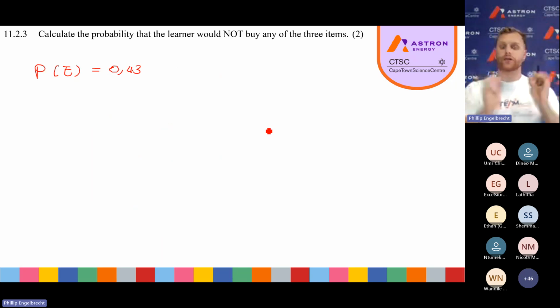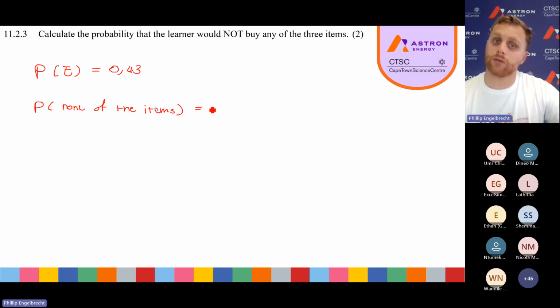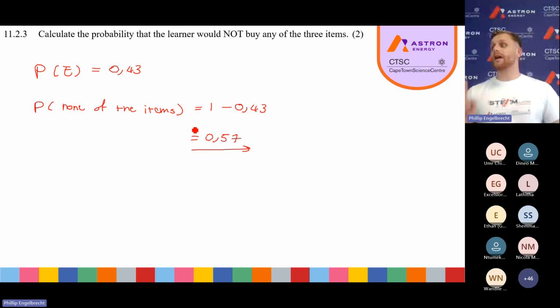So if the chances of purchasing any 3 of these items is 0.43, what are the chances that this person purchases none of the items? So I'm going to say the probability that the person chooses none of the items is simply equal to 1 minus 0.43, and that becomes 0.57. Okay, guys? So yes, you're right. There was no number outside the circle, but you had to go figure it out and calculate it, okay?